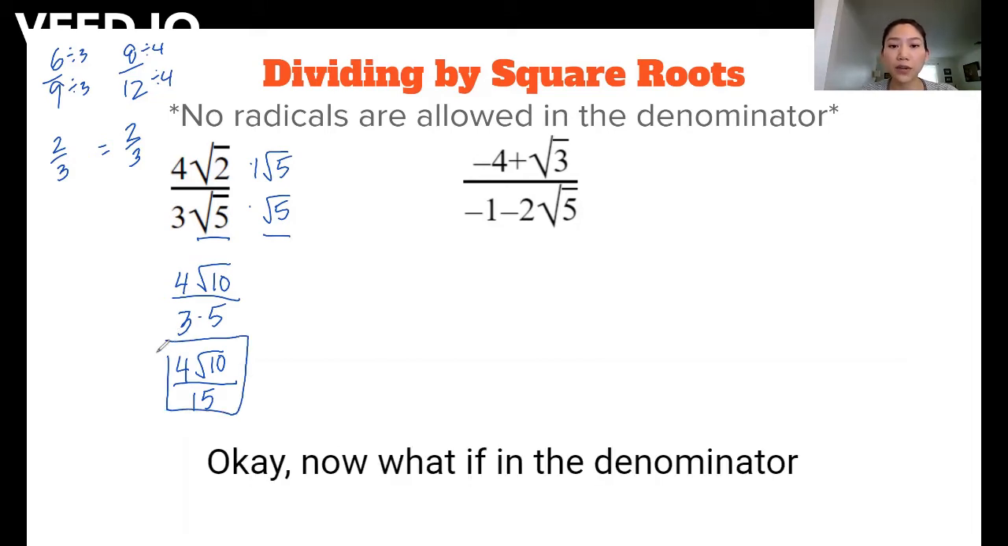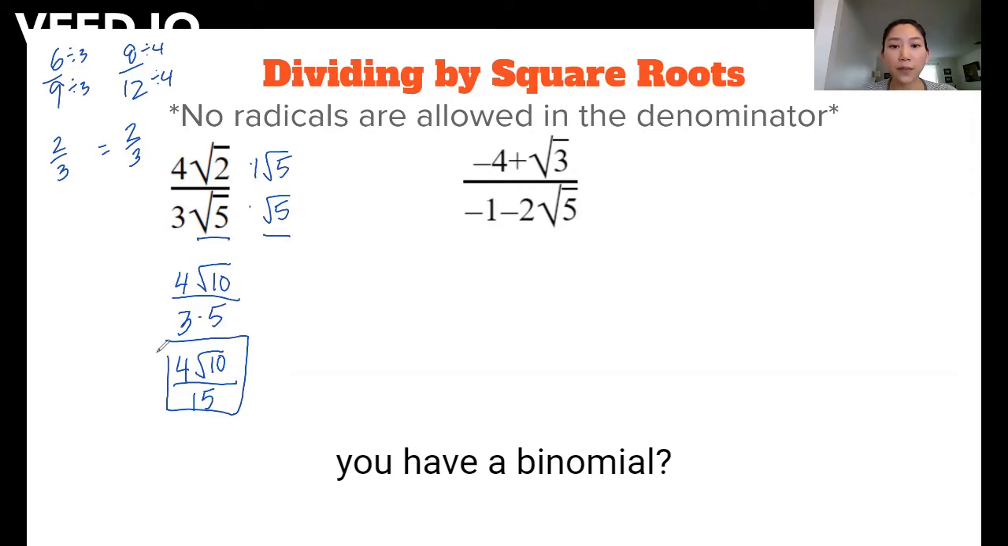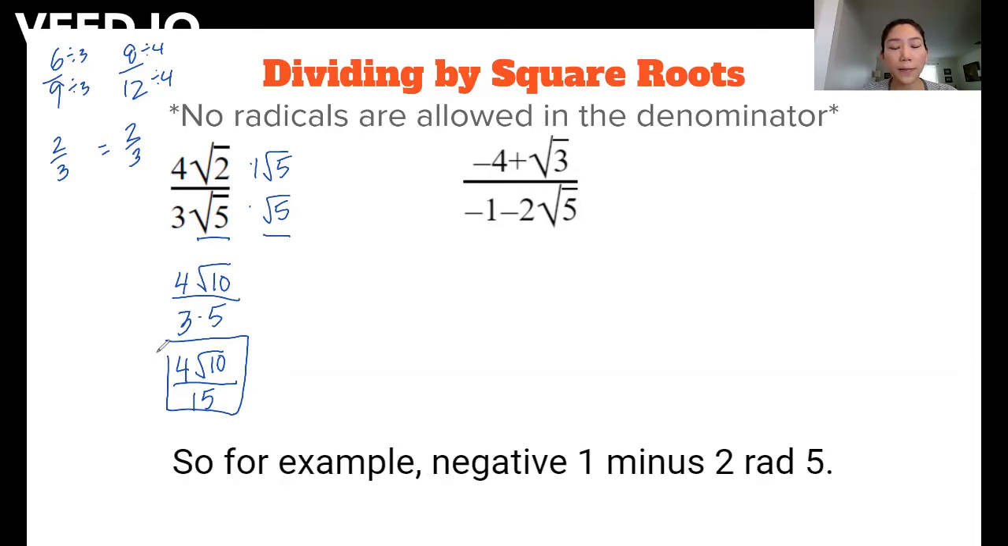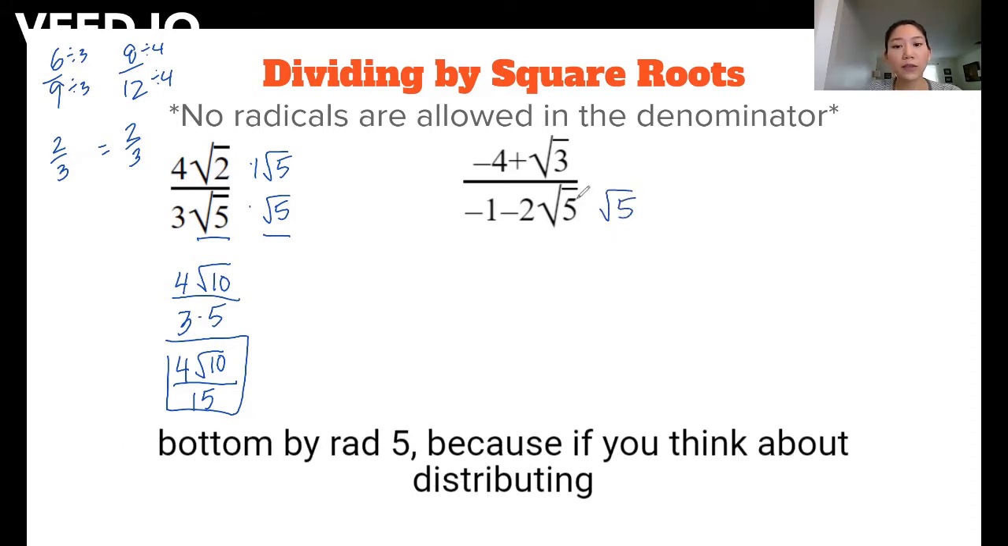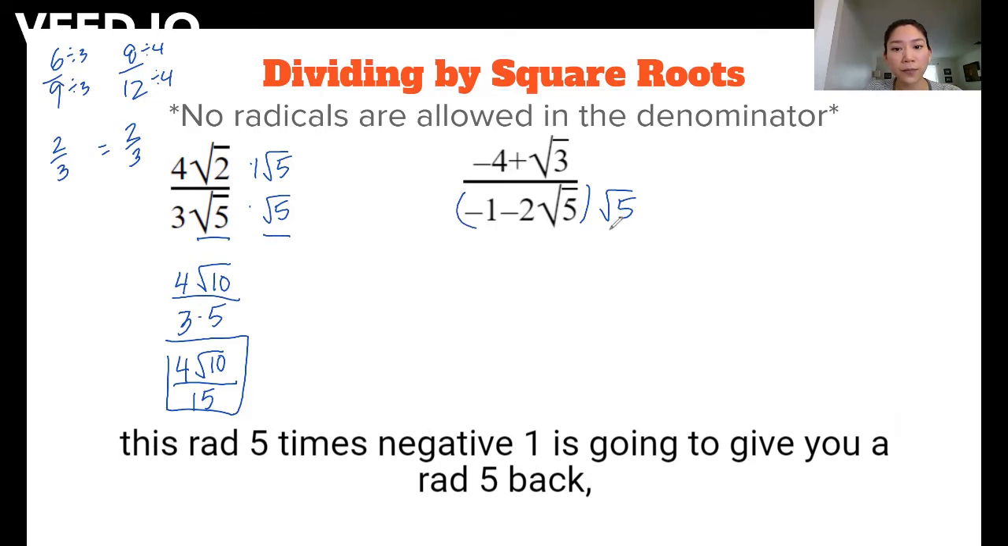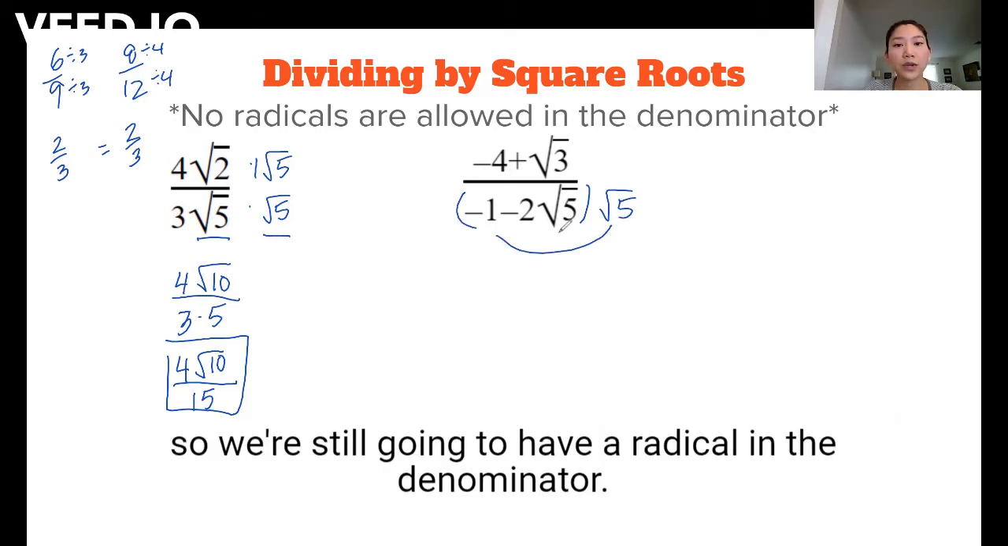Okay, now what if in the denominator you have a binomial? So for example, -1 minus 2 rad 5. Well, it's not going to be enough to just multiply top and bottom by rad 5, because if you think about distributing this, rad 5 times -1 is going to give you a rad 5 back. So we're still going to have a radical in the denominator.